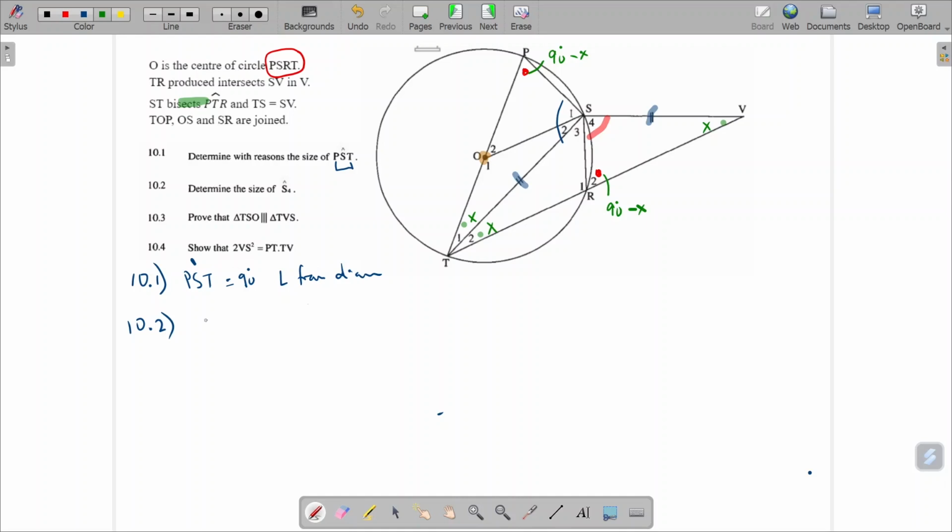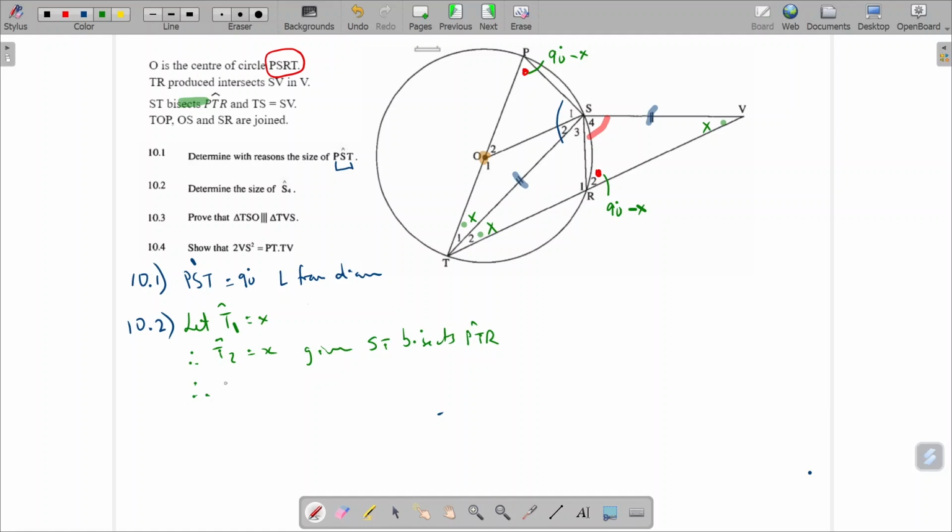So, as we've done before, we wrote it down on the diagram once for ourselves, we now need to track it through and write it down for the examiner. So let's go for it. We said, let T1 equal x, therefore T2 equals x, because it was given to us that ST bisects PTR.